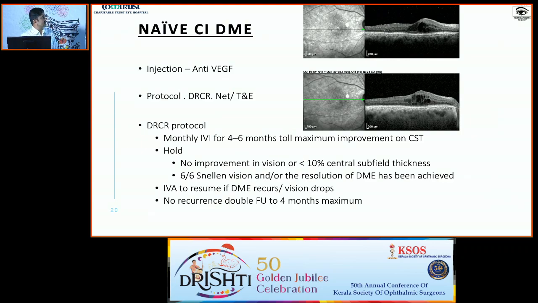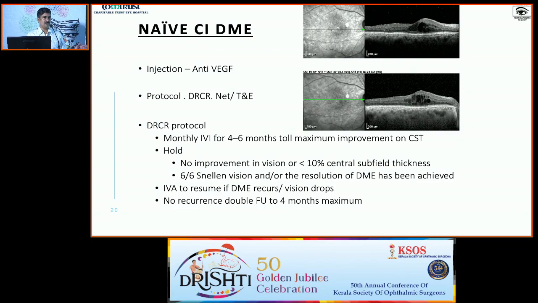This is the center involving DME where the vision is already affected. Here always the first line of treatment is anti-VEGF injection. You have two protocols you can follow. Either the DRCR protocol, which is most commonly followed, where we inject monthly continuously till maximum improvement, less than 10% improvement is achieved.